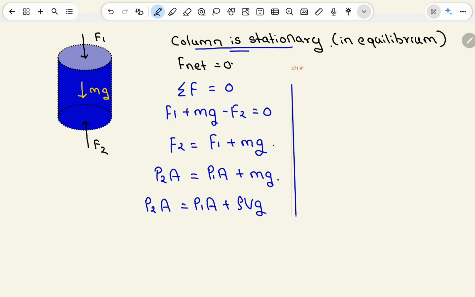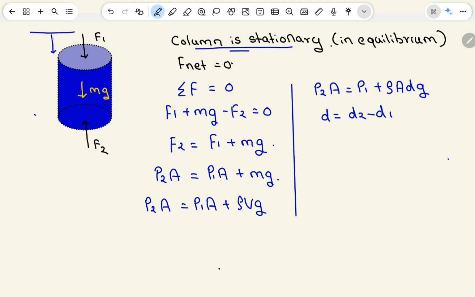So let's move further in the calculations. What we have is P2A is equal to P1A plus, in place of volume, we can write area times depth into G. And the depth is nothing but D2 minus D1, where D1 is nothing but the depth of the top surface and D2 is nothing but the depth of the bottom surface. So we get P2A is equal to P1A plus rho A (D2 minus D1) into G.